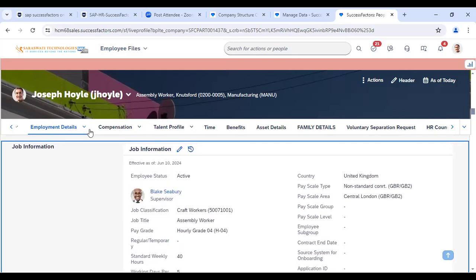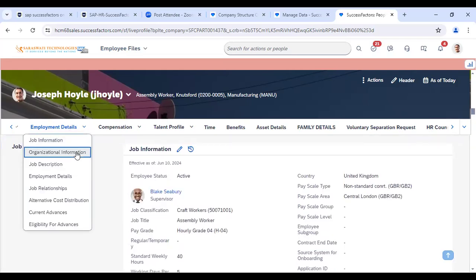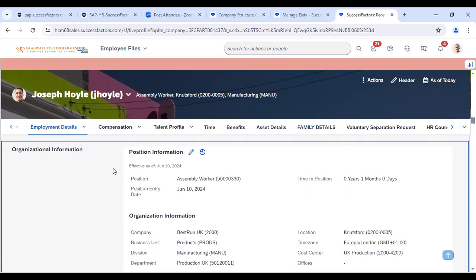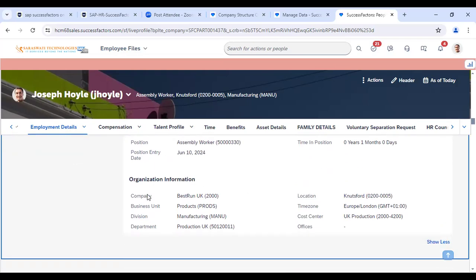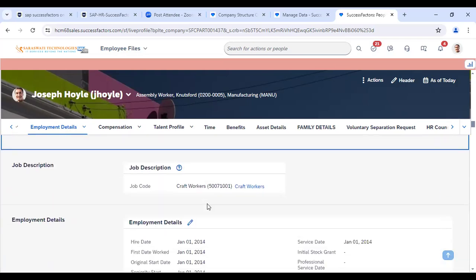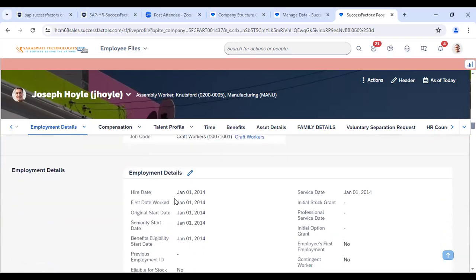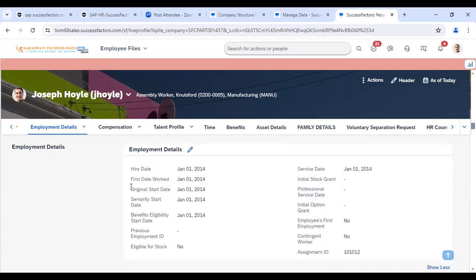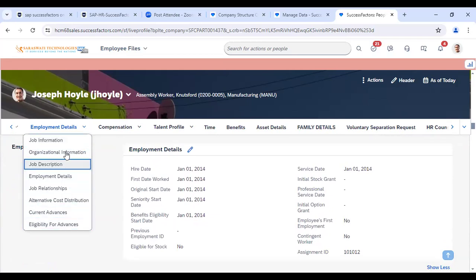Other than this, whatever information is related to the position comes in organization information, that is, for which position the person is working and time in position. These things come under this. So all of these can be captured under these portlets. These are very important portlets for any employee or any legal entity which we are making as per the requirement.